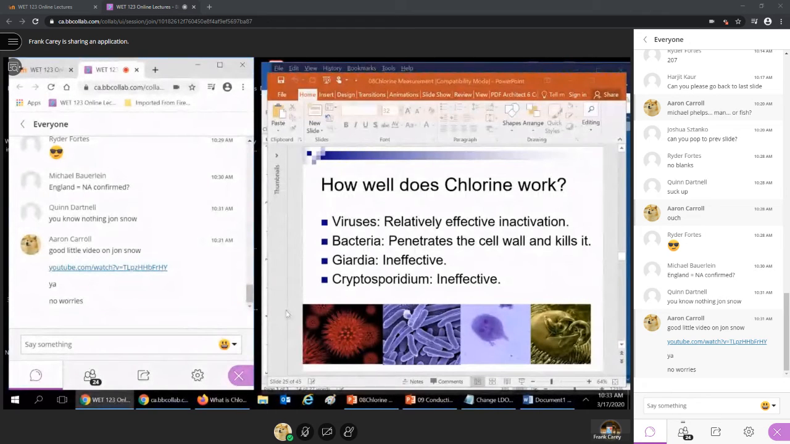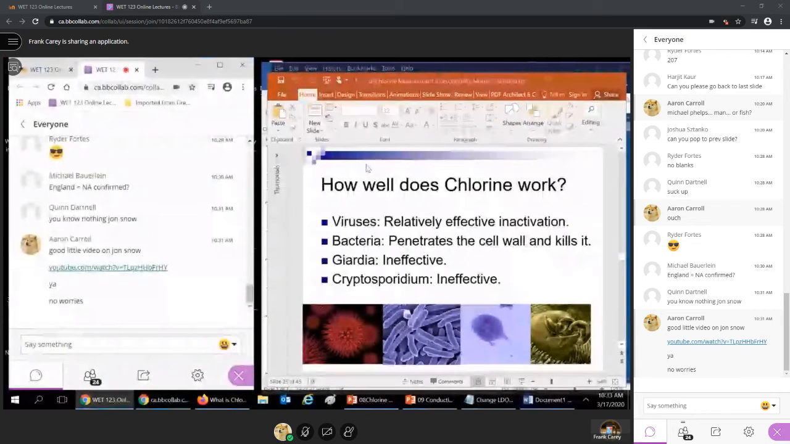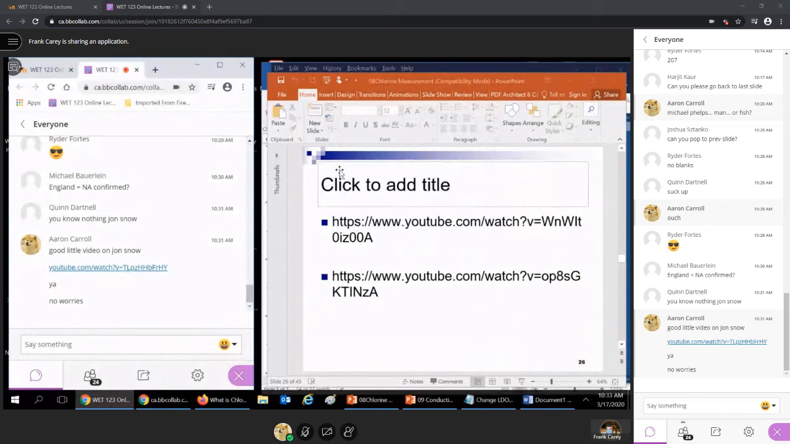And that's why Health Canada, as well as Interior Health, requires 2 forms of disinfection, which is usually chlorination and UV.